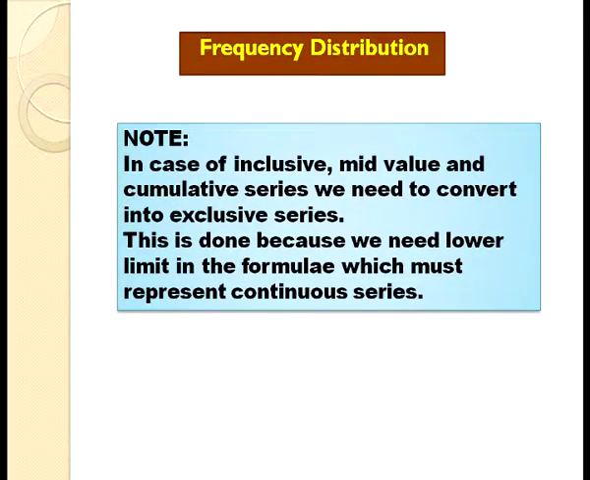Now what happens if it is not continuous? What about other frequency distribution series? In case of inclusive, mid value and cumulative series, we need to convert into exclusive series, then only we can compute mode. And this is done because we need the lower limit in the formula, which must represent a continuous series.